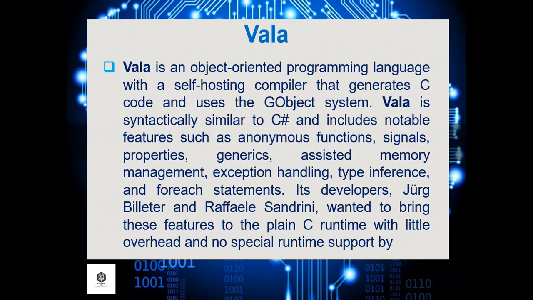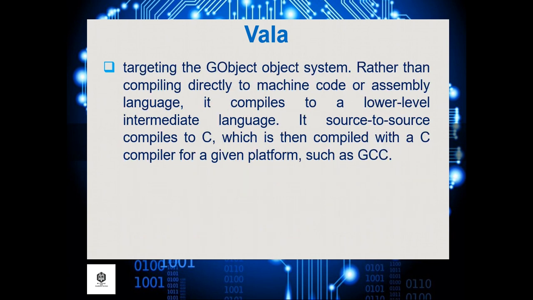Its developers, Jürg Billeter and Raffaele Sandrini, wanted to bring these features to the plain C runtime with little overhead and no special runtime support by targeting the GObject object system rather than compiling directly to machine code or assembly language. It compiles to a lower level intermediate language. Its source-to-source compiles to C, which is then compiled with a C compiler for a given platform such as GCC.